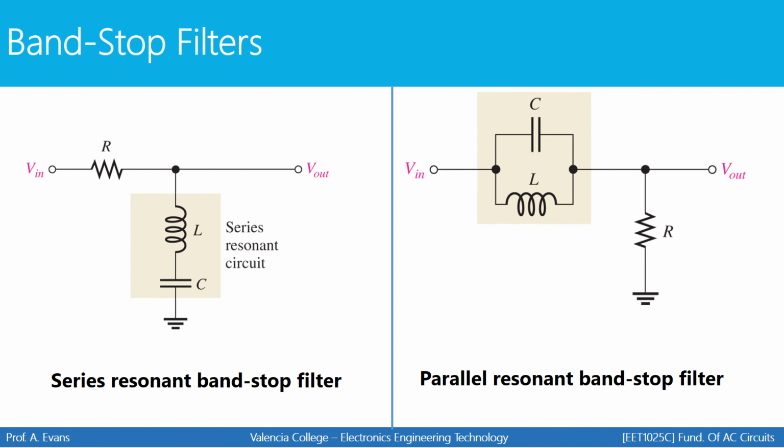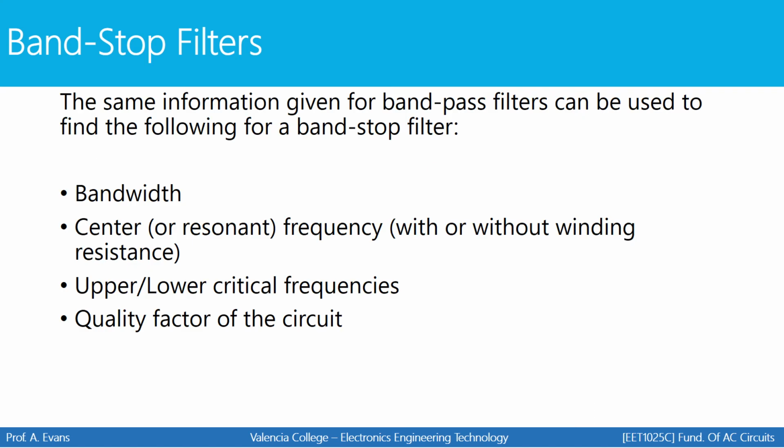So for a resonant band stop filter, you can have a series formation on the left or a parallel formation on the right. So these are our series resonant filters that are band stop filters. The same information that I've already given for a band-pass filter can be used to find the following for a band stop filter: bandwidth, the center or resonant frequency, upper and lower critical frequencies, your quality factor. All of the other information that's already been provided is exactly the same for a band stop filter. So we're going to use that information to do the next example.